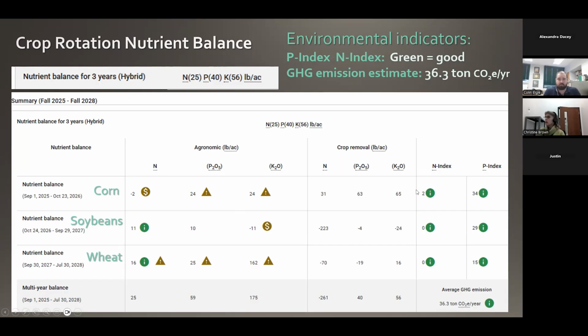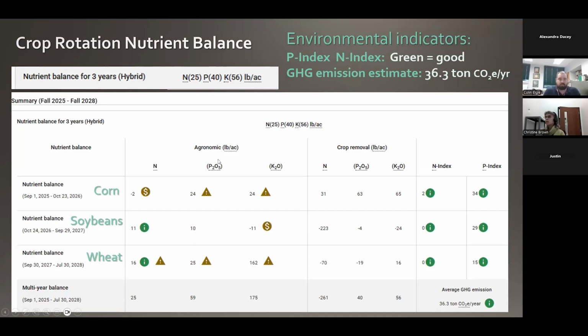The other indexes, the nitrogen index, the phosphorus index, basically, if these I's are green, it's good. If they're yellow, you need to start looking at, okay, am I applying it at the right time? Am I applying too much? If they're red, it means that there's environmental risk, and we really should take a look at it.